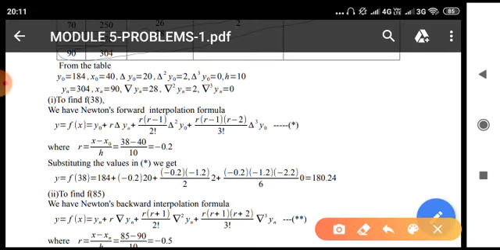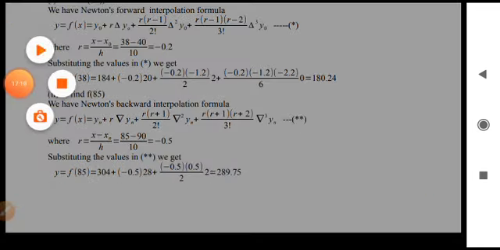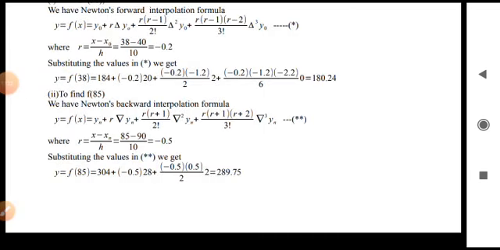We get y equal to f of 38, y naught is 184 plus r, which is minus 0.2, into delta y naught, which is 20, plus r into r minus 1, which becomes minus 0.2 into minus 1.2, by 2 factorial, which is 2, into delta square y naught, which is 2, plus r into r minus 1 into r minus 2, which is minus 0.2 into minus 1.2 into minus 2.2, whole divided by 6, multiplied by delta cube y naught, which is 0, which comes out to be 180.24. Thus the value of f of 38 is 180.24.